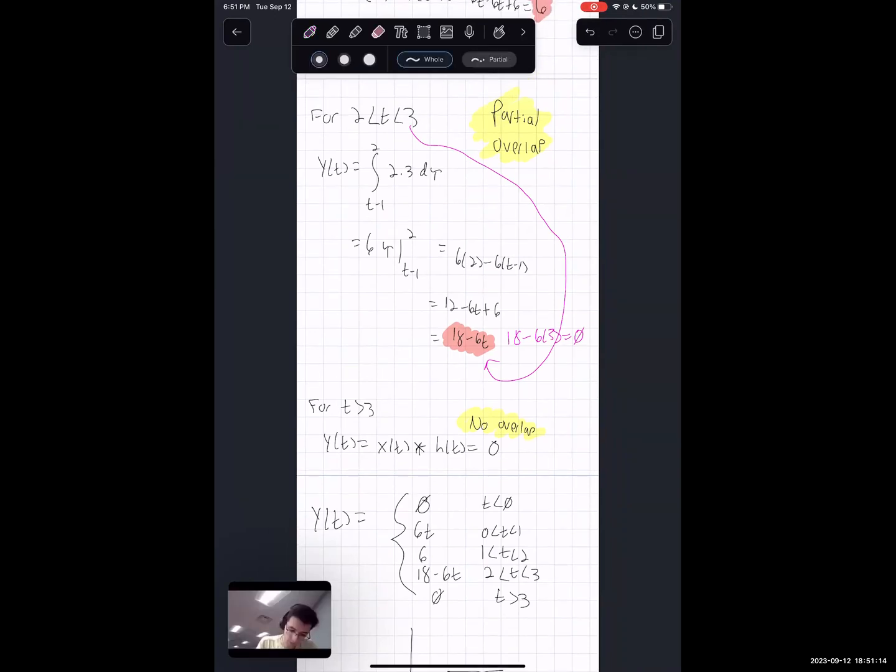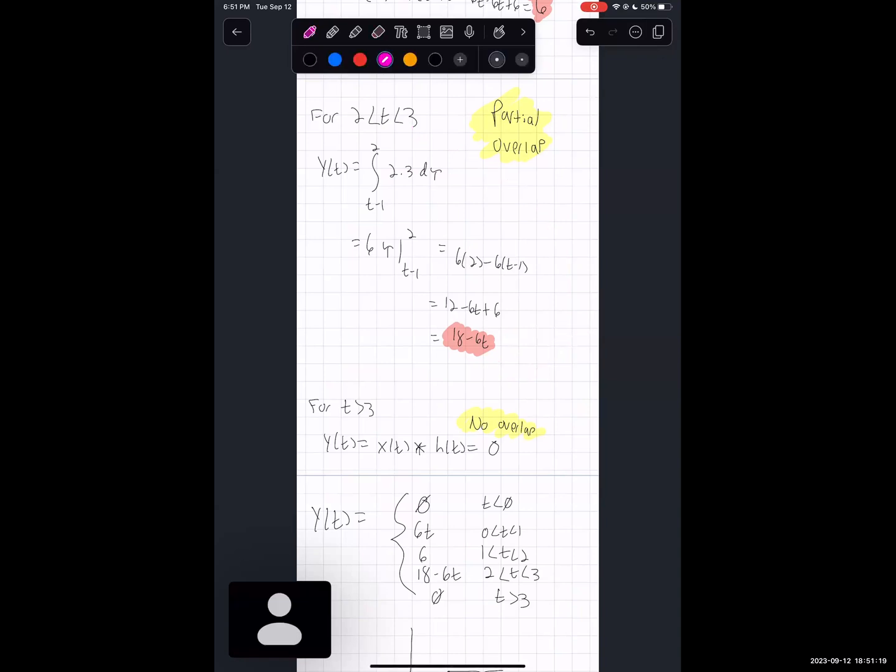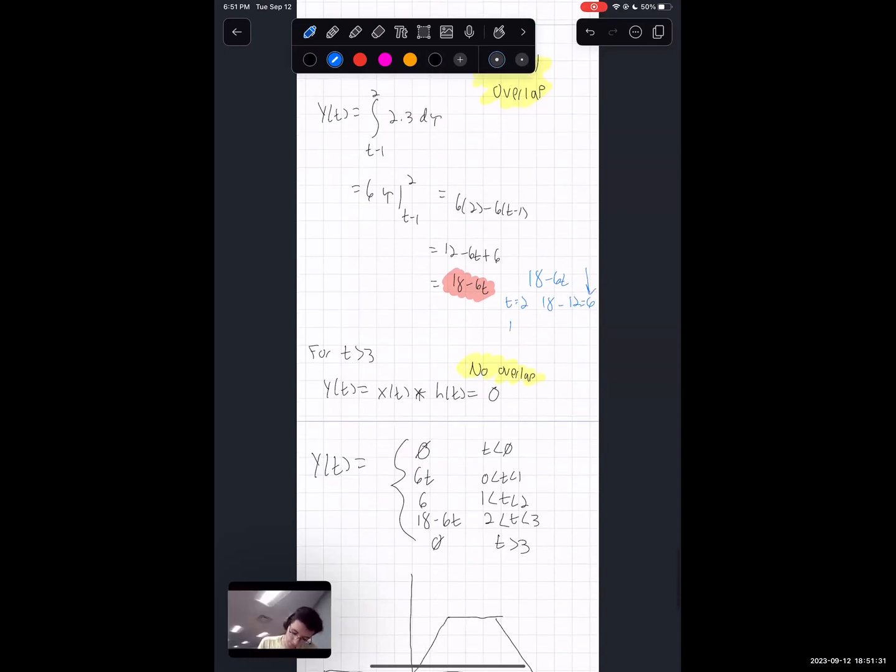Yeah, great point. If we plug in the bounds, it's like increasing, it should also be decreasing at the same rate. So yeah. And this is the area of the overlapping. And this is when we have no overlap. Right? Because we're just plugging this into there. Does that make sense?